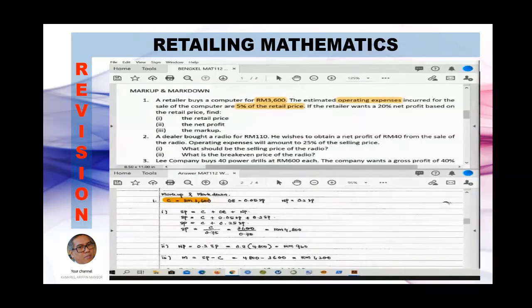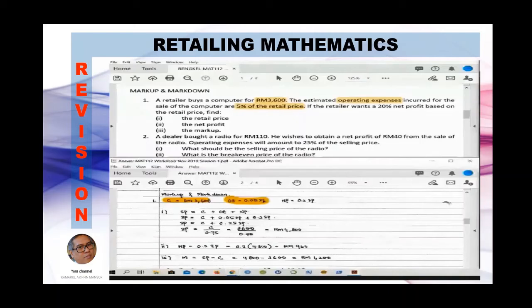So that's why in this case kita ada the operating expenses is 0.05 SP. How do you get the 0.05? Sebab dia katakan 5%, so that means 0.05. How do you get the retail price? Sebab 5% ni adalah berdasarkan nilai retail, dan nilai retail adalah SP. So kita maksudnya 5% daripada nilai SP, 5% kali dengan SP. Sebab tu kita dapat 0.05 SP.